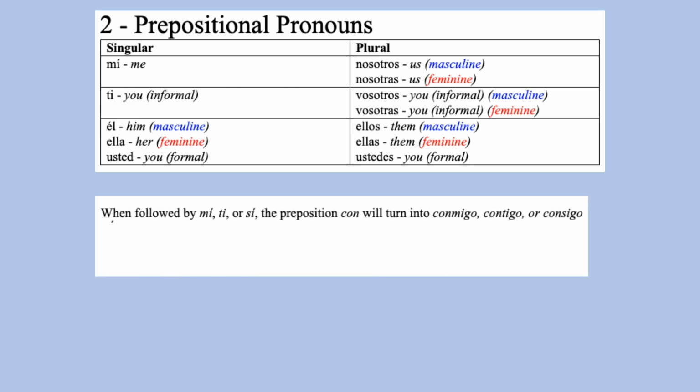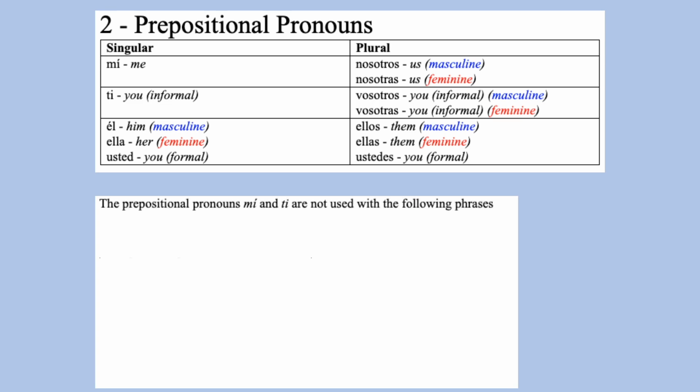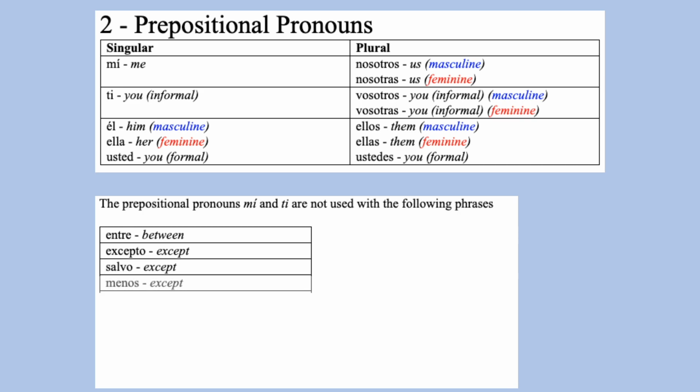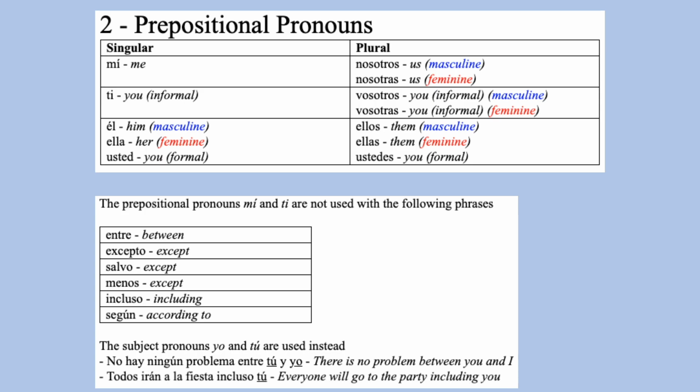When followed by mí, ti, or sí, the preposition con will turn into conmigo, contigo, or consigo, respectively. Él quiere trabajar conmigo. Yo quiero trabajar contigo. Él no está contento consigo. With these phrases, you will not use the pronouns mí or ti. Instead, you will use the subject pronouns yo and tú. No hay ningún problema entre tú y yo. Todos irán a la fiesta, incluso tú.